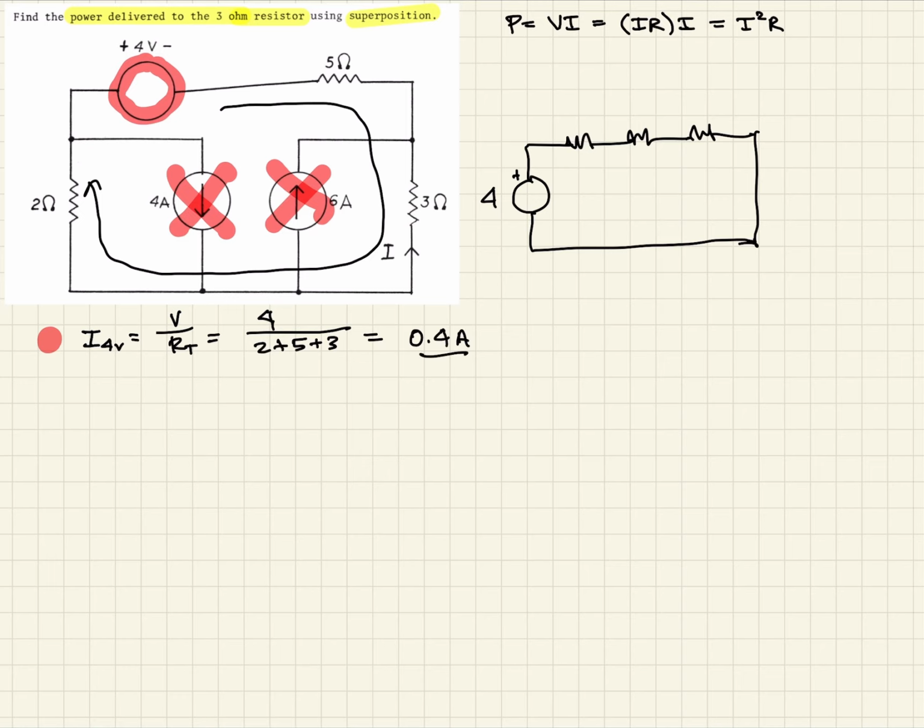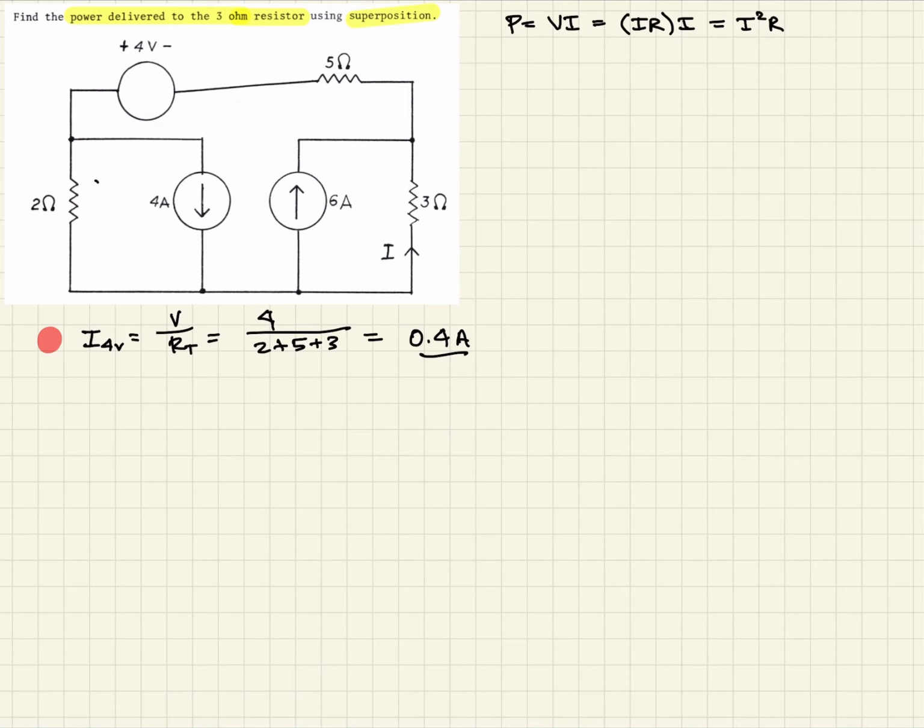So now we want to consider a different source. We will now look at this 4 amp source. Again, current sources are open circuited, but now we have a voltage source, and since we're not considering it, we treat voltage sources as a short circuit. So we would short that out.